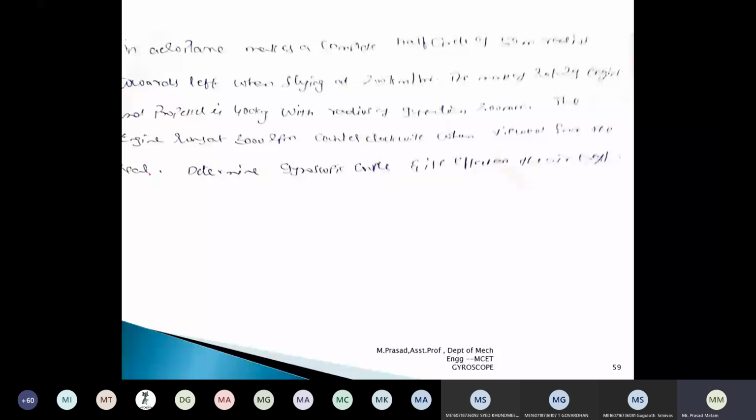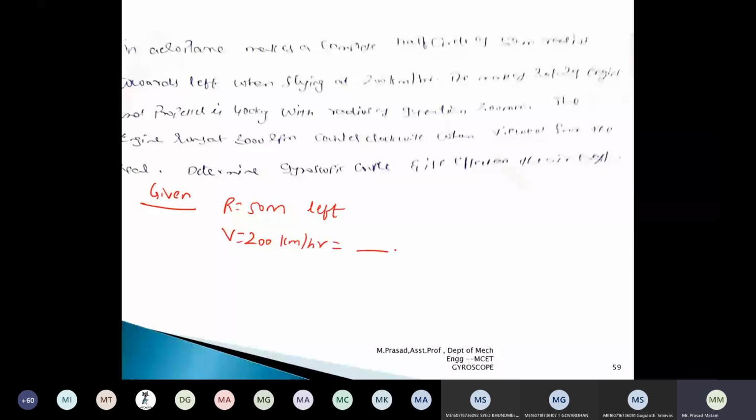Read the given data. An aeroplane makes a complete half circle of 50-meter radius. So radius of turn they have given is 50 meter, taking a turn towards left, when flying at 200 km/h. Velocity is 200 km/h. Convert this into meters per second in the meanwhile.